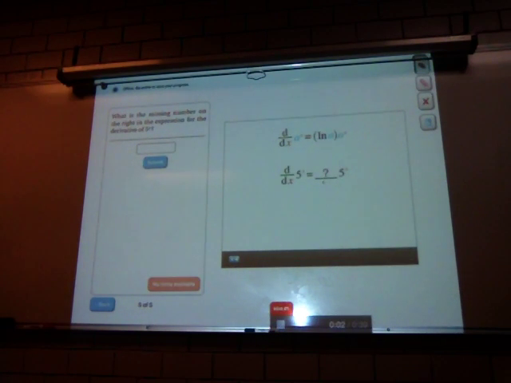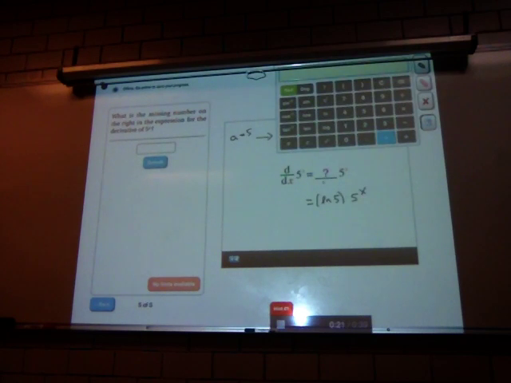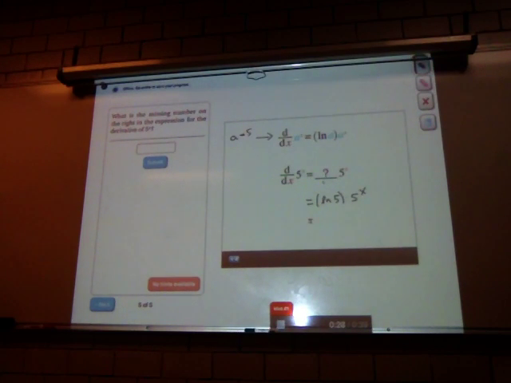To find the derivative of 5 to the x, we can use this formula where a is equal to 5. So the derivative of 5 to the x is the ln of a, or the ln of 5, times a to the x, or 5 to the x. If you use the calculator to find out the ln of 5, we see that it's equal to 1.609. So this is equal to 1.609 times 5 to the x. And this is the answer.